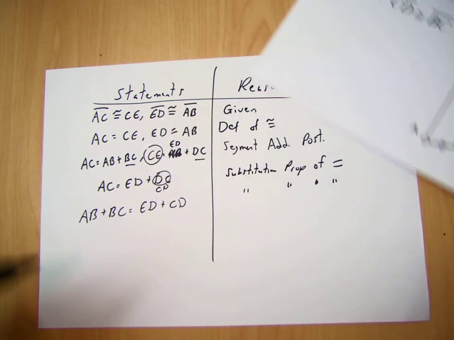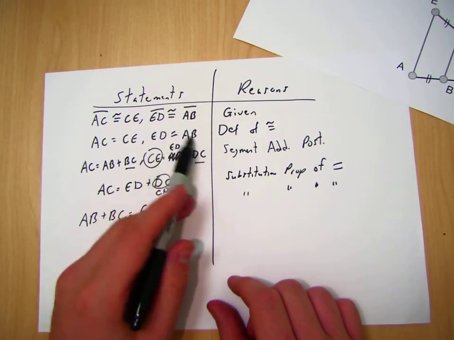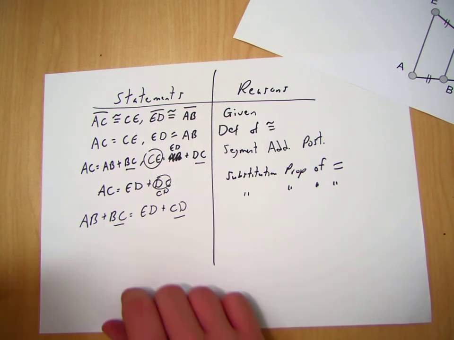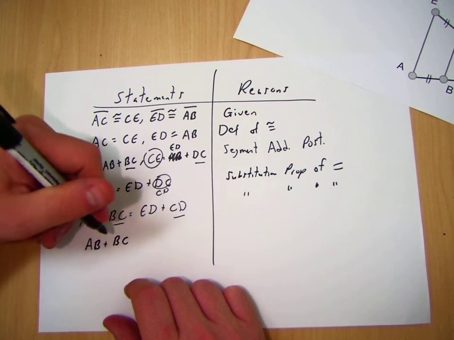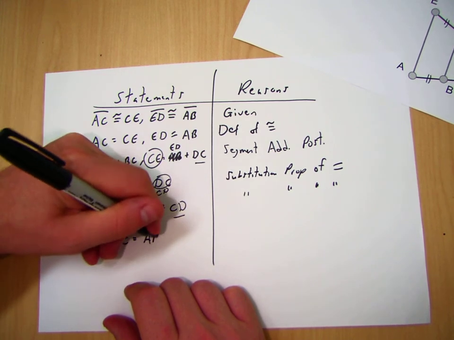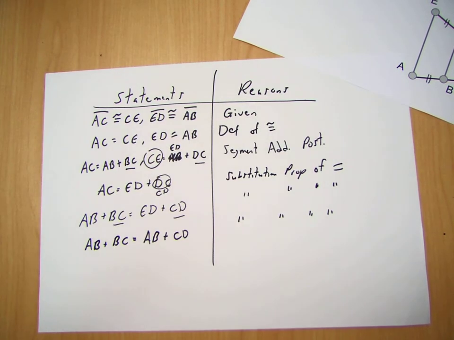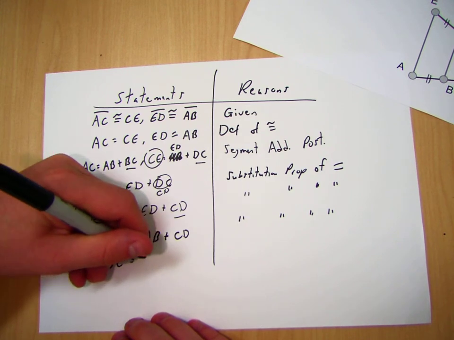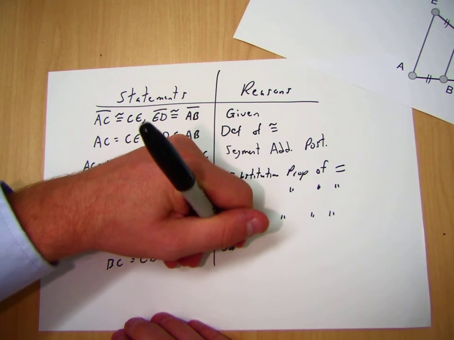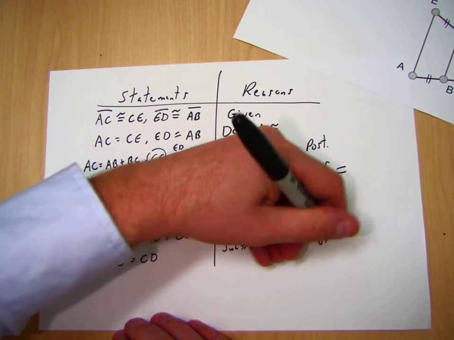Now, I need CD and BC, so I need these two, but I need to get rid of ED and AB. Well, it turns out ED and AB are the same. So I can do one more substitution and say that AB plus BC is equal to AB plus CD. That's one more substitution property of equality. Now I can subtract AB from both sides, and I get that BC is equal to CD. And again, that's a subtraction property of equality.